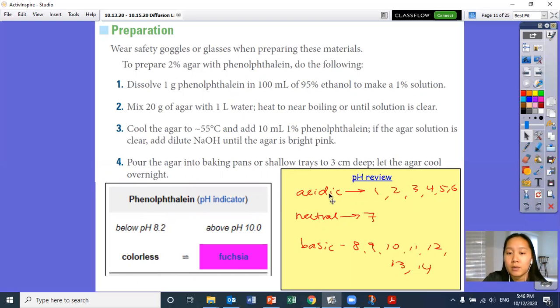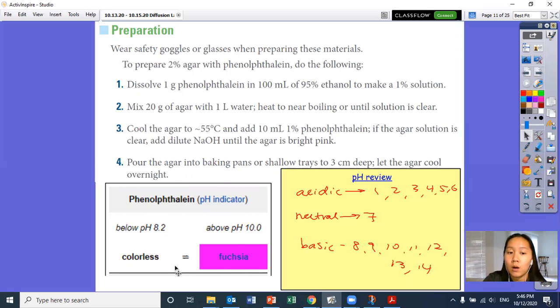Okay, so again, remember, acidic is anything from 1 through 6 on the pH scale, 7 is neutral, and then 8, 9, 10, 11, 12, 13, 14 are all basic. We're going to be starting around 12 because it's super, super basic in the cube, so we should see fuchsia from the start.